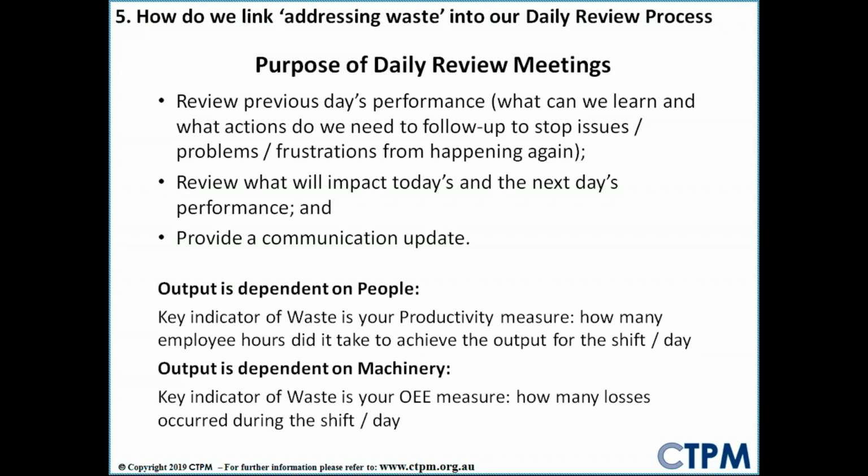If on the other hand, like at our client Coopers Brewery, on their bottling lines, it's all automated. Output is highly dependent on the machinery, on the line running. So the key indicator of waste is the OEE measure. If your OEE is low, it means you're having losses, you're having problems. And there must be waste for that to occur. So again, a different measure, but you can use those at your daily review meetings to monitor, and then ask what do we need to do to stop it from happening again, and get that mindset into the business. So daily review meetings are absolutely a critical part of this whole thing, apart from having your improvement teams.